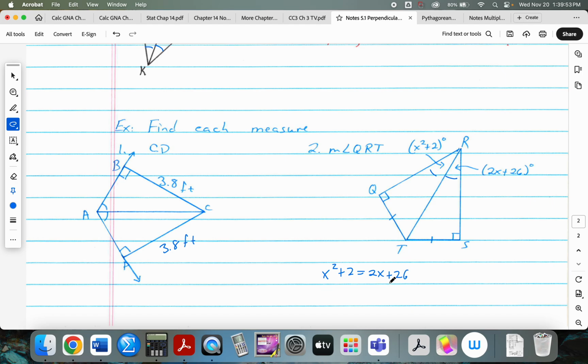So to solve that, what we'll do is subtract 2x and subtract 26 from both sides.